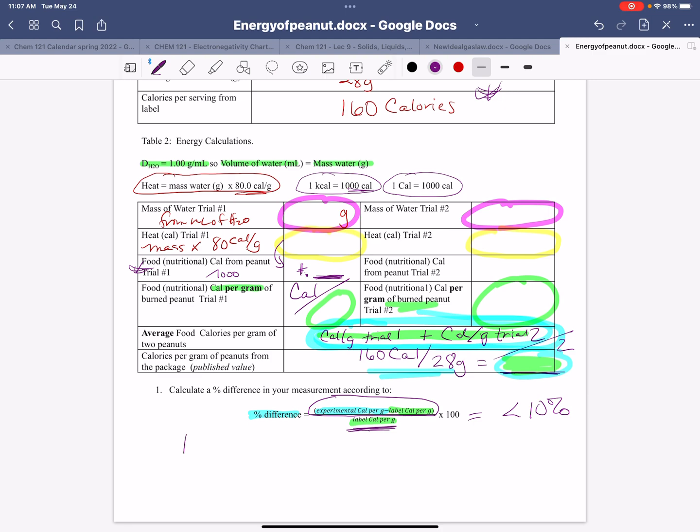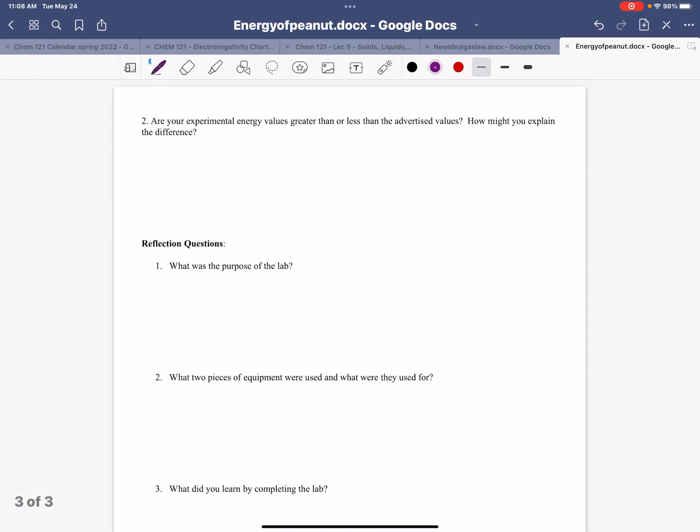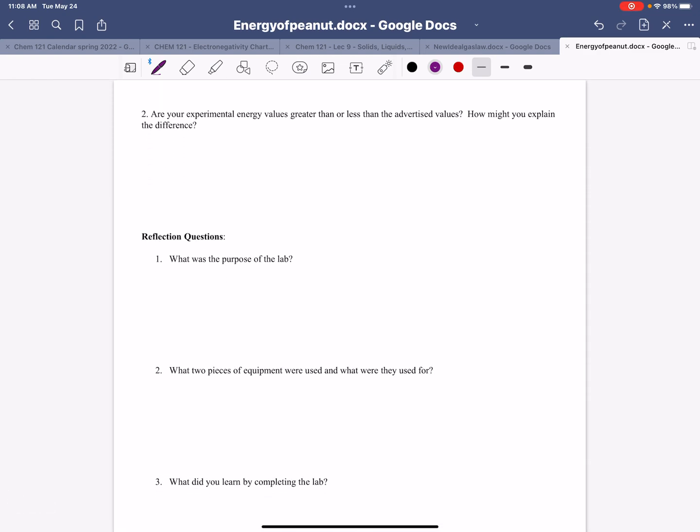But where is the loss of energy going? I want you to think about that. It was a flame, and there was light. The air was heated, the can was heated, and you may have lost parts of the peanut on the counter, so there's lots of room for error here. I want you to think about that. If yours are greater or less than the advertised, why might that happen?